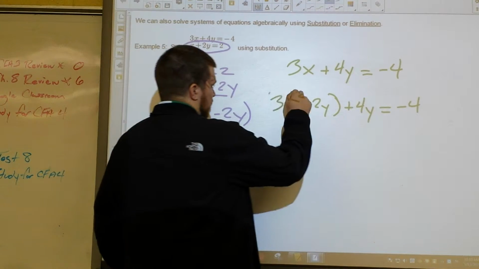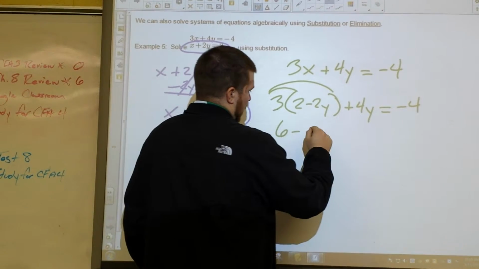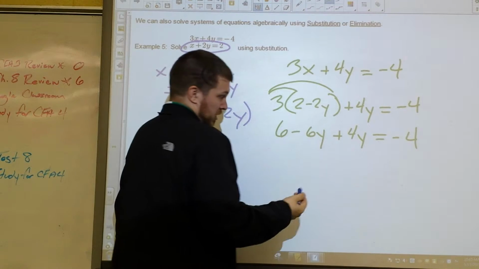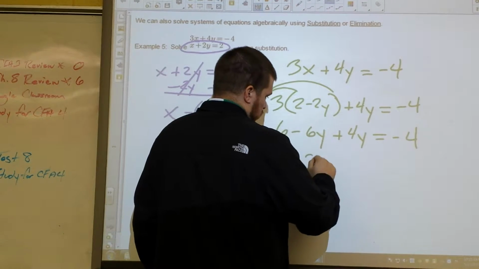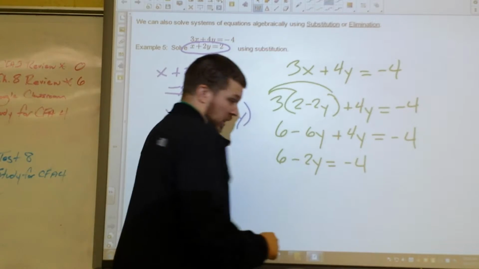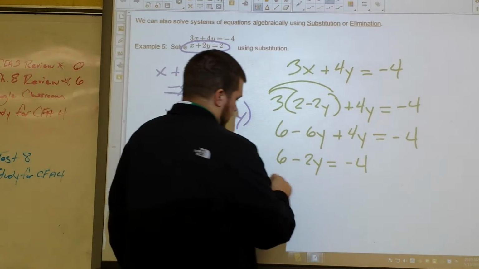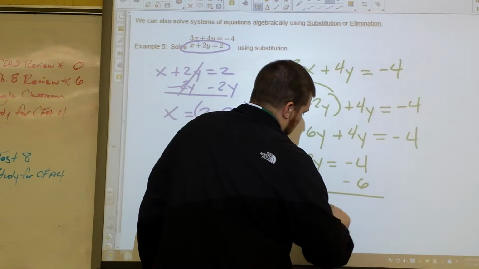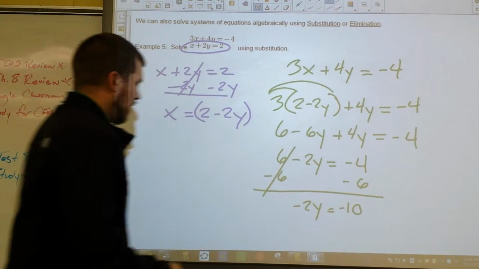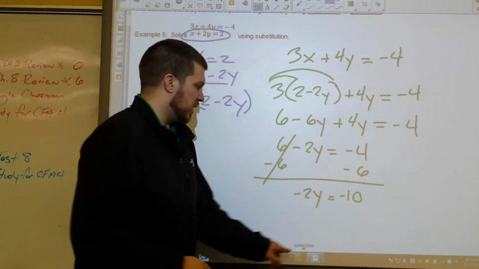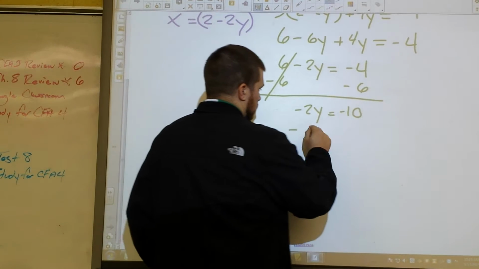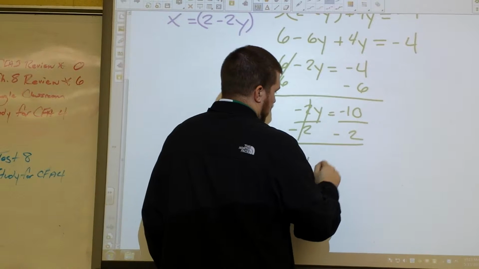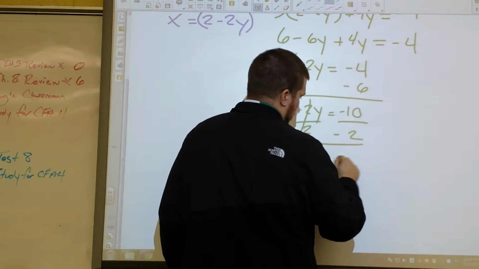I have distributive properties, so I'm going to do that first. So I have 6 minus 6y plus 4y equals negative 4. I want to combine terms, so I have 6 minus 2y equals negative 4. And now start getting y by itself. So I'm going to say minus 6, minus 6. Cancel out, so negative 2y equals negative 10. And I want to get y by itself, so I'm going to divide by negative 2 on both sides. Cancel out, so I have y equals negative 10 divided by negative 2, which is positive 5.